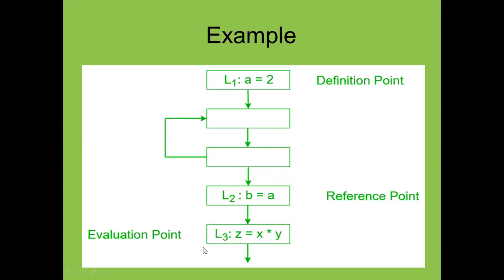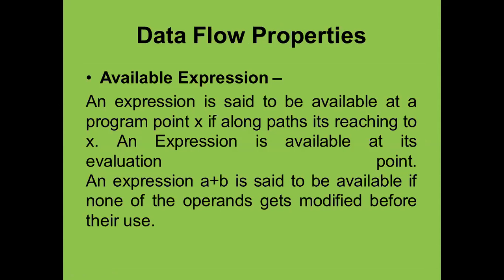So there are 3 points. Remember these 3 points, and whenever we are going to do the data flow analysis, we will involve these 3 points. Now come to the data flow properties. What are the different data flow properties? Data flow properties involve available expression.